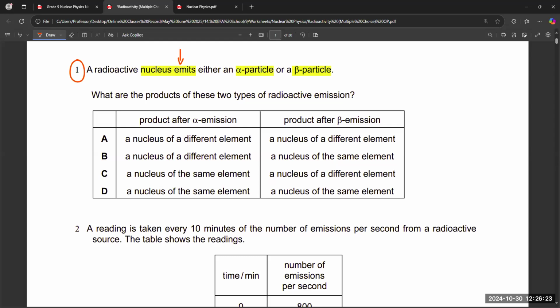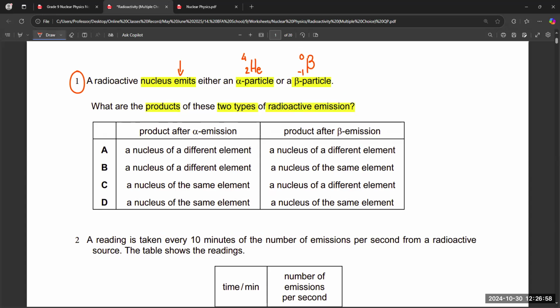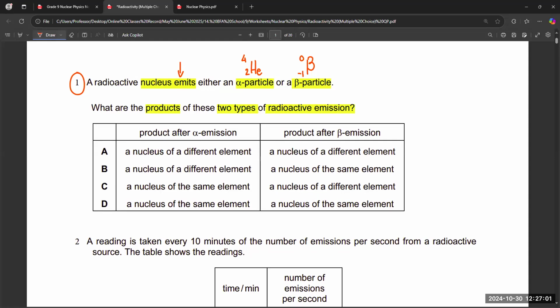And now we all know that alpha is equal to 2He4, the helium nucleus. And beta is -1, 0. Okay. So you need to identify the products of these two types of radioactive emission. For example, if we consider the alpha particle only, because there are two different columns. The first column is for alpha, the second column is for beta. So you need to consider both examples individually, right?